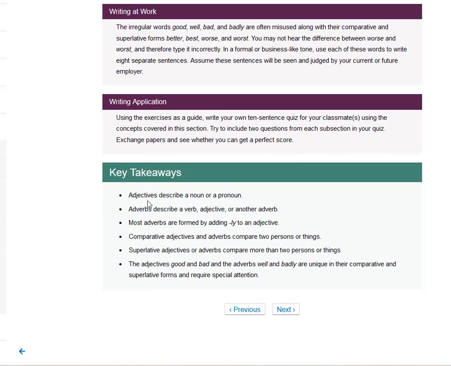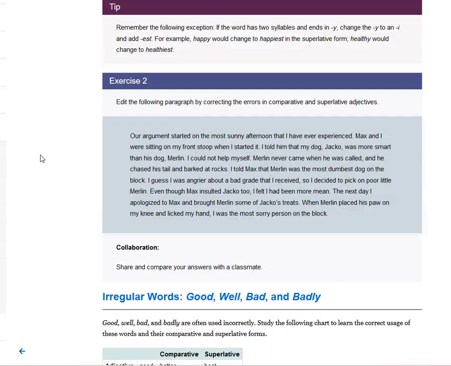So key takeaways. Adjectives describe a noun or a pronoun. Adverbs describe a verb, adjective, or another adverb. Most adverbs are formed by adding ly to an adjective. Comparative adjectives and adverbs compare two persons or things. Superlative adjectives or adverbs compare more than two persons or things. The adjectives good and bad and the adverbs well and badly are unique in their comparative and superlative forms and require special attention. And so that ends this video on adjectives and adverbs.